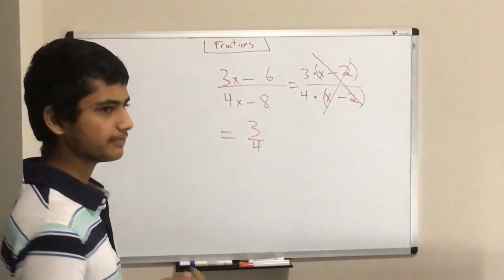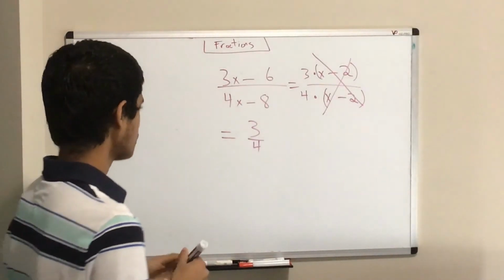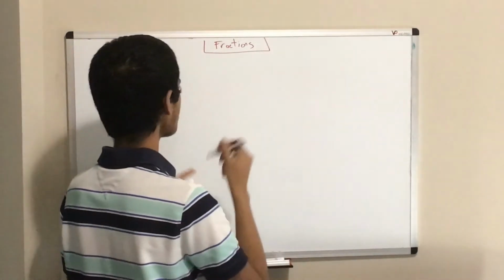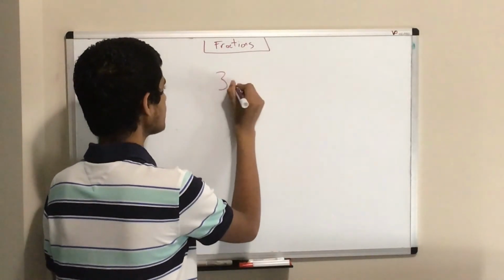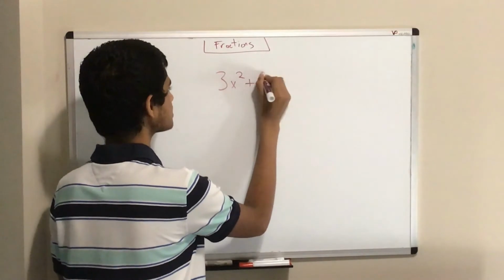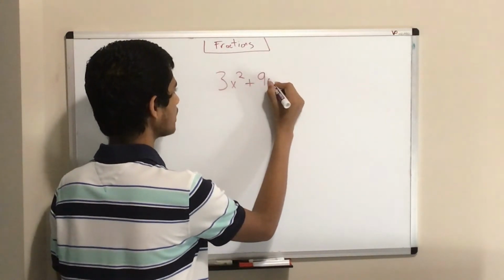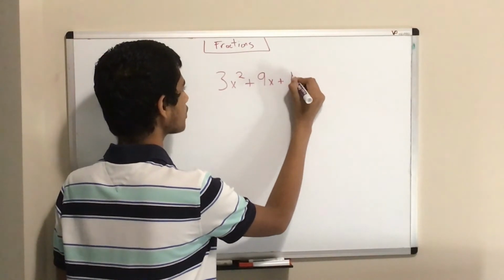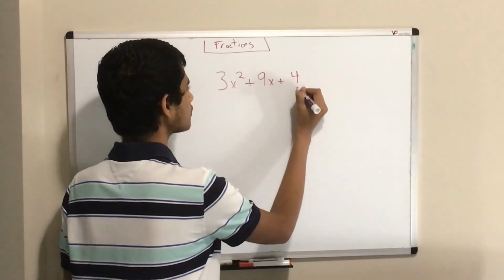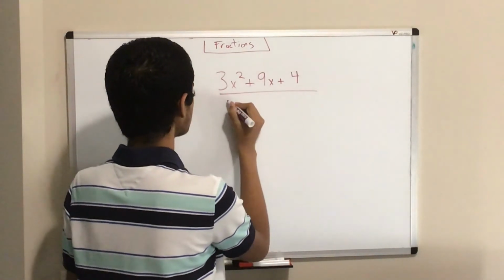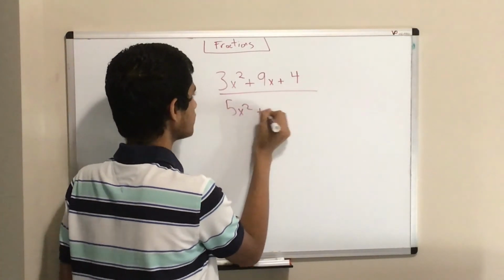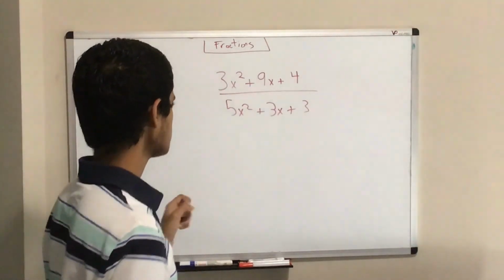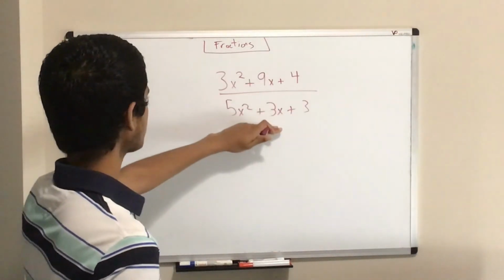So, simple enough, but now let's try something else. Let's make it a bit bigger and more complex. So now I'm going to do something like 3x squared plus 9x plus 4, divided by 5x squared plus 3x plus 3. So immediately, it's not really clear here what to do.